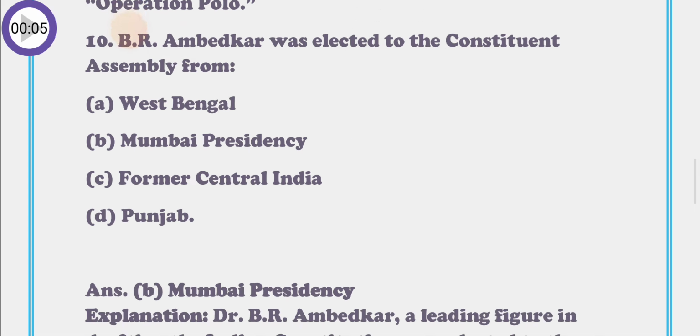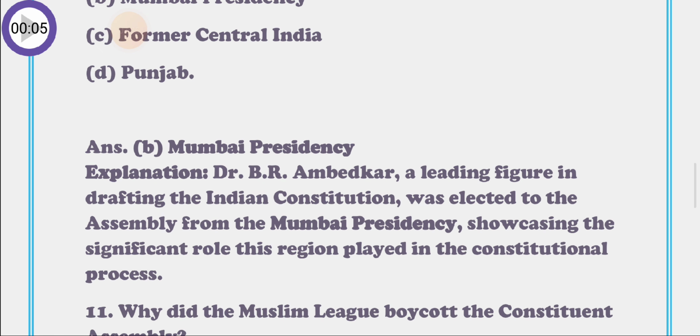So the answer is B. Mumbai Presidency. Dr. B.R. Ambedkar, a leading figure in drafting the Indian Constitution, was elected to the Constituent Assembly from the Mumbai Presidency, showcasing the significant role this region played in the constitutional process.